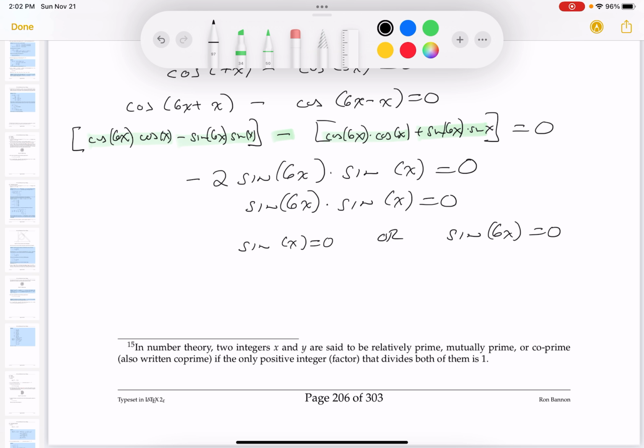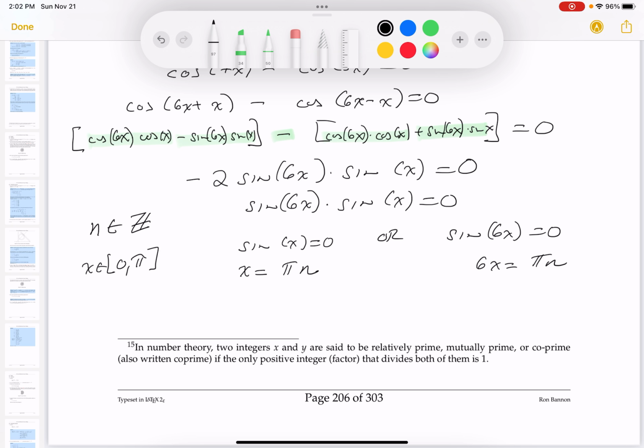So I'm going to say this would be x equals, let's see, pi n, where n is some integer. N is any old integer. And this would be 6x equals pi n. Again, n is any old integer. So let's start listing them down, but my answers for x have to be on the interval between 0 and pi.